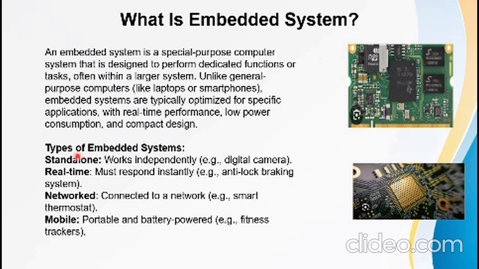Types of embedded systems. There are basically four types of embedded systems: standalone, real-time, network, mobile. What is standalone? It works independently, for example, a digital camera. What is real-time? It must respond instantly, for example, an anti-lock braking system. What is network? Connected to a network, for example, a smart thermostat. Mobile: portable and battery powered, for example, fitness trackers. Here we can also see an AI-generated image of the microcontroller and embedded systems.